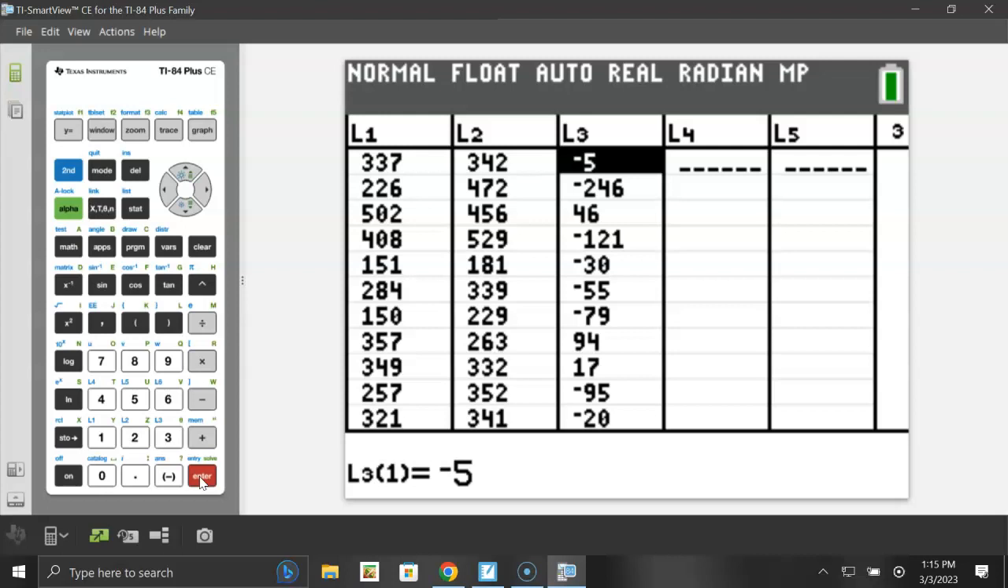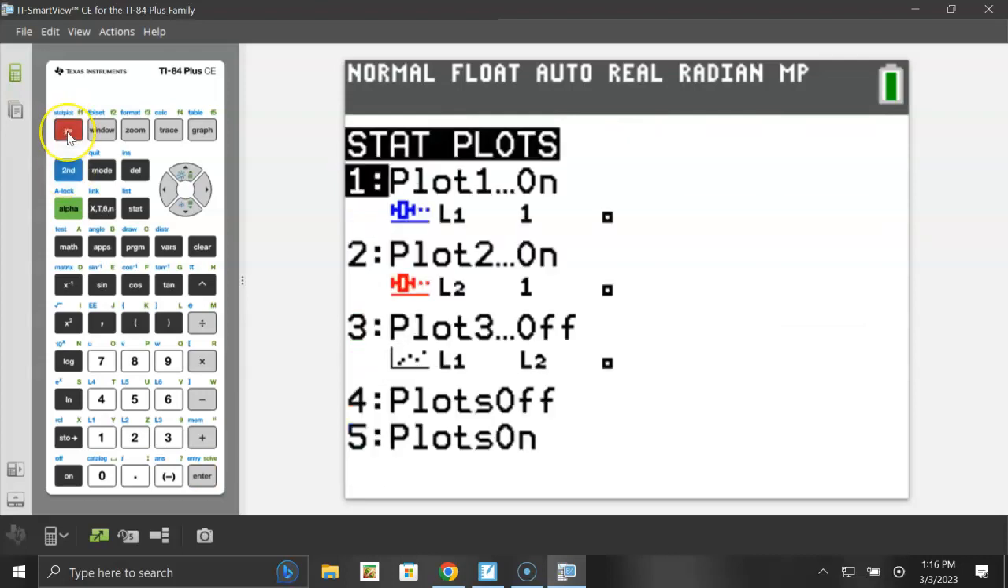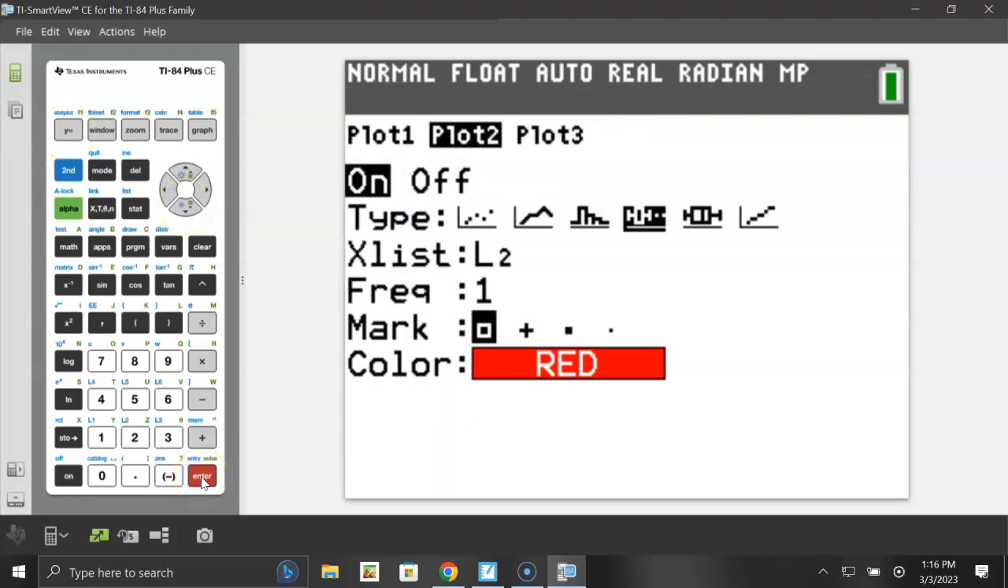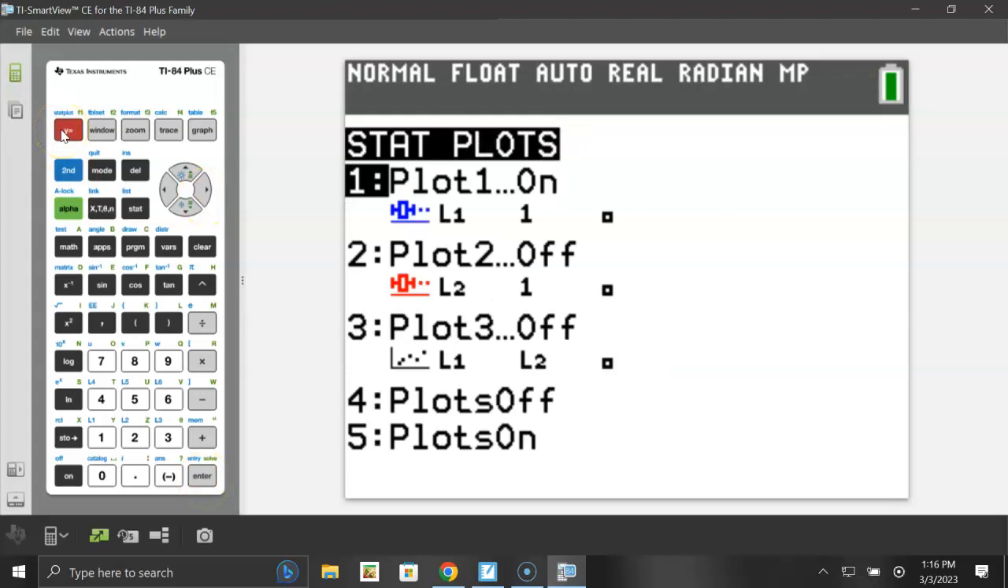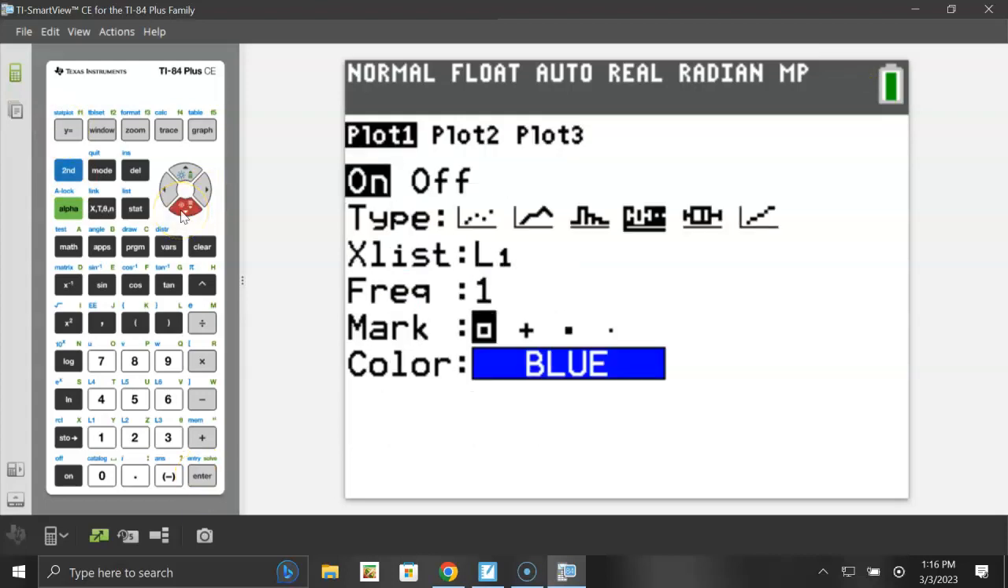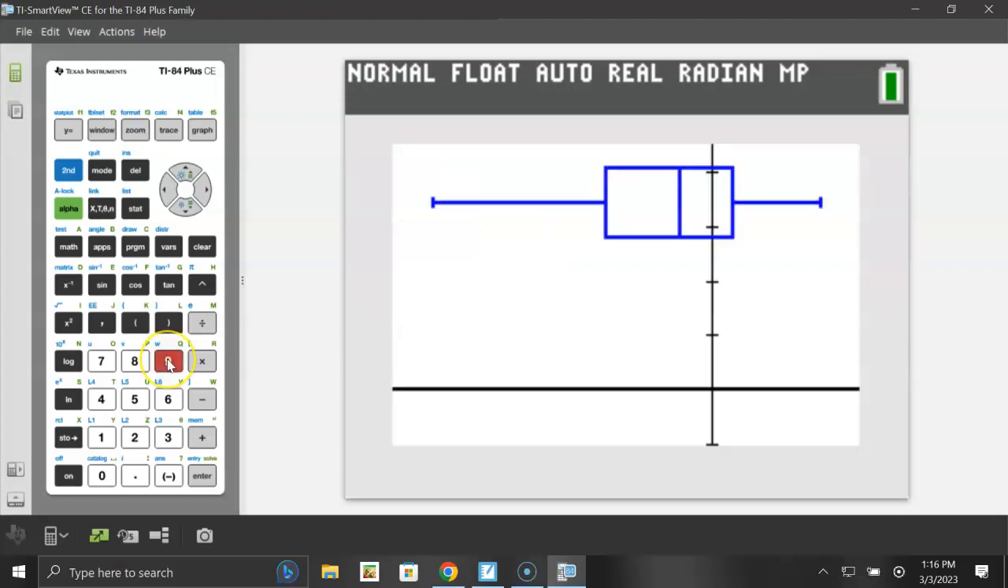We've already graphed these two as a stat plot to see if there's any kind of difference. Let's graph our stat plot for list 3. So I'm going to turn off that one. Second, enter, list 3. Turn off plot 2, change plot 1 to be list 3. And then hit zoom 9 because we just changed all of our data points.